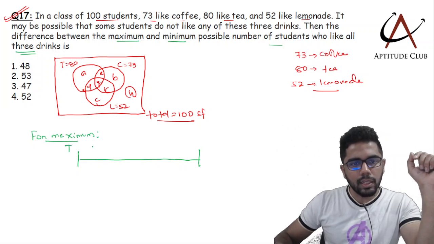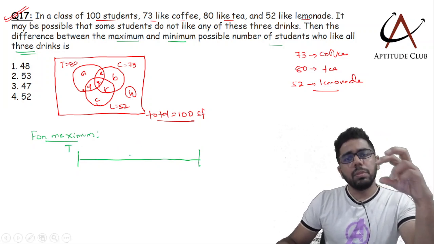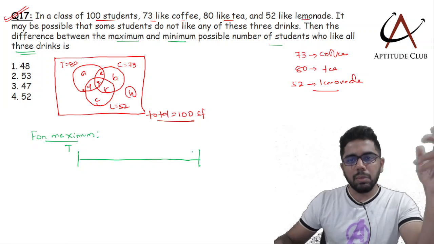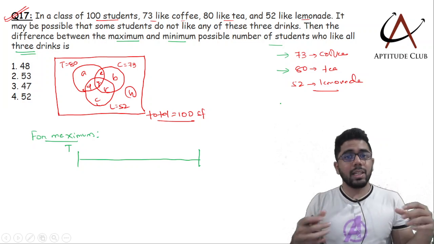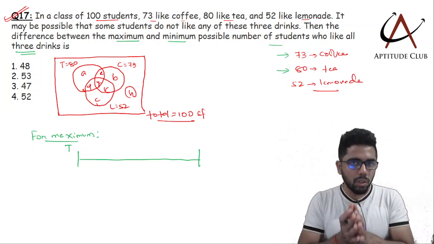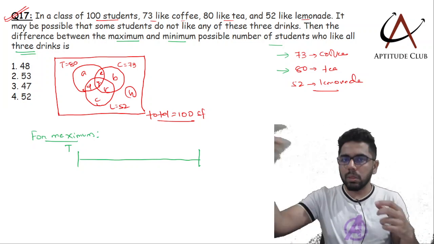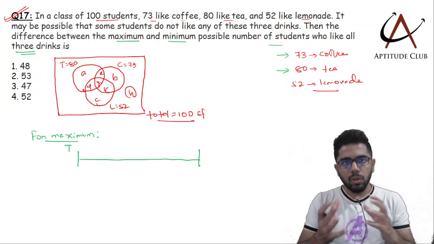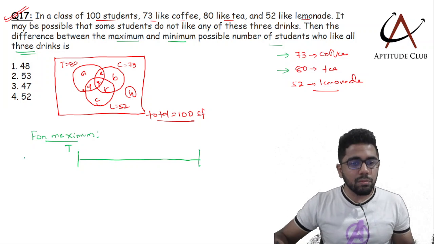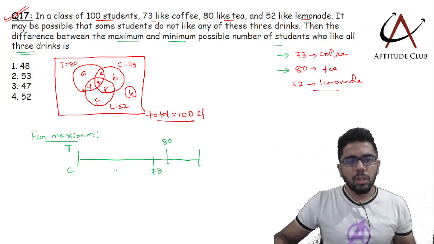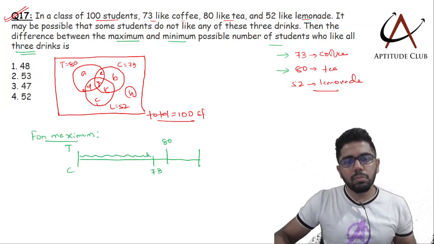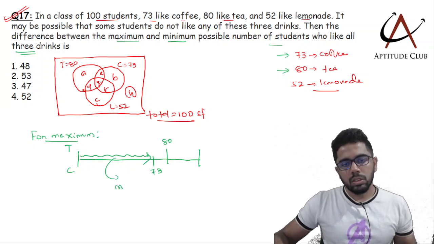First, I'll take tea and coffee. People liking both tea and coffee, what can be the maximum? 73 people like coffee and 80 people like tea. If you want to maximize their intersection, why intersection? Because you want people who like both. First we take two, then we do it with lemonade. If you want people who like both, you'll have to take them from the same side. So tea here is 80 people, whereas coffee here is 73 people. At max 73 people can like both. So maximum 73 people like tea and coffee.